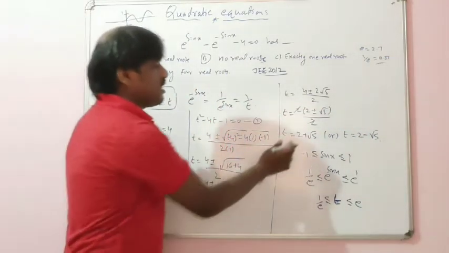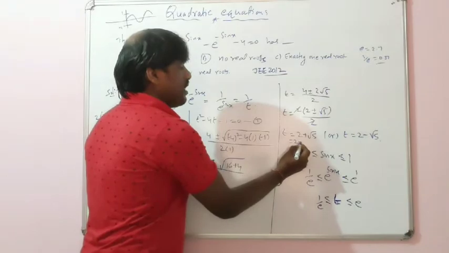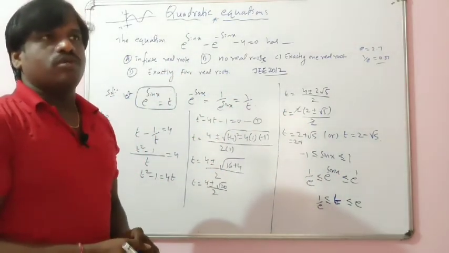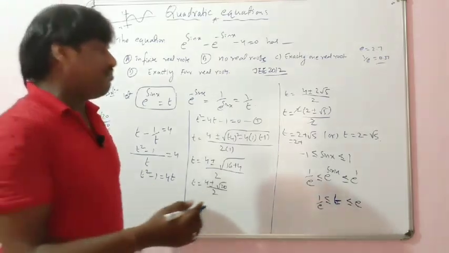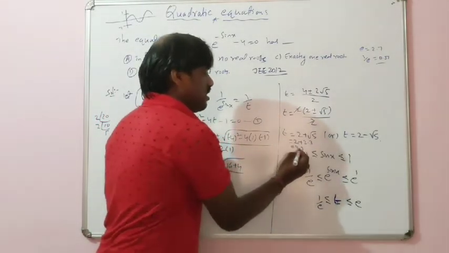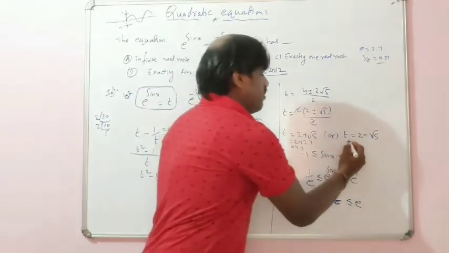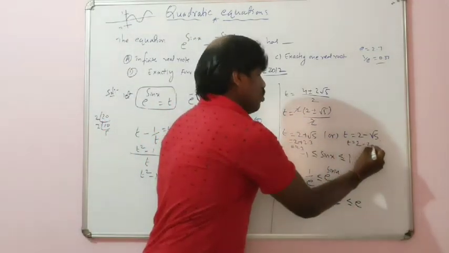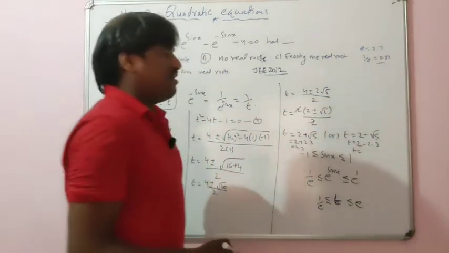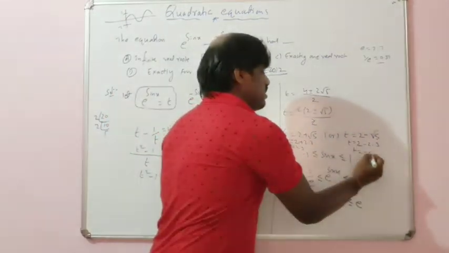Actually what is t here? 2 plus root 5. 2 plus root 5 value is how much? Root 5 value will be 2 point something, 2.3 or so. That is 4.3. And here the t value will be how much? 2 minus 2.3 something, that is minus 0.7.